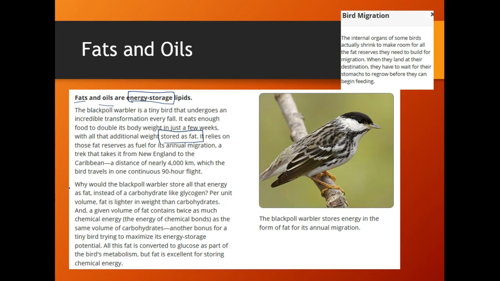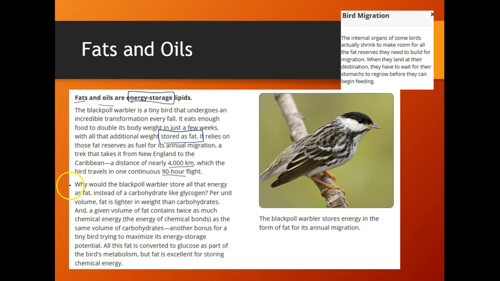And the reason why is because this blackpoll warbler is actually going to take a long journey, a distance of nearly 4,000 kilometers, and it's going to take at least 90 hours. So it typically does not stop, and so it needs a way to replenish its energy, and it does that by breaking down its stored fat.